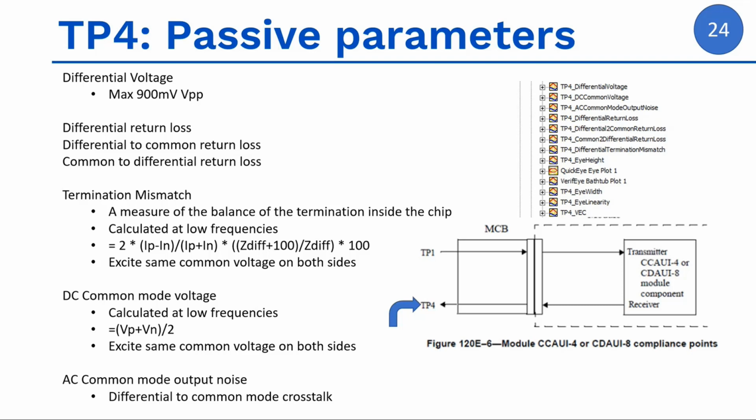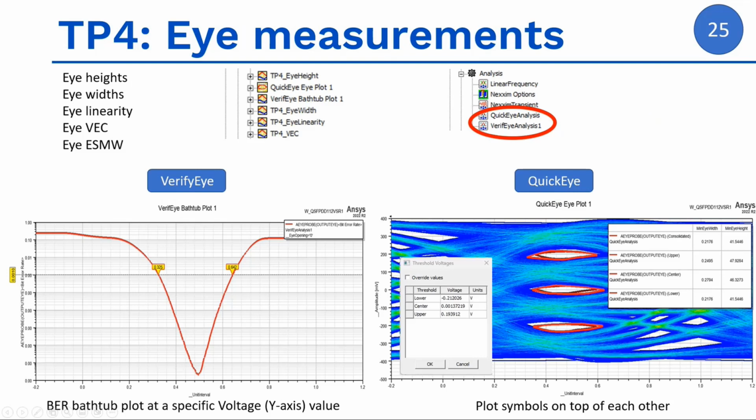So TP4 is on the receiver side. When I activate my transceiver, there is a signal coming out of that transceiver on that side. So yes, I do have the same kind of passive specs that we found on the TX, in terms of differential return loss and mismatch, DC common mode voltage, and output noise. But we also have more than that, more important stuff now, which is the eye measurements. So let me show it to you here.